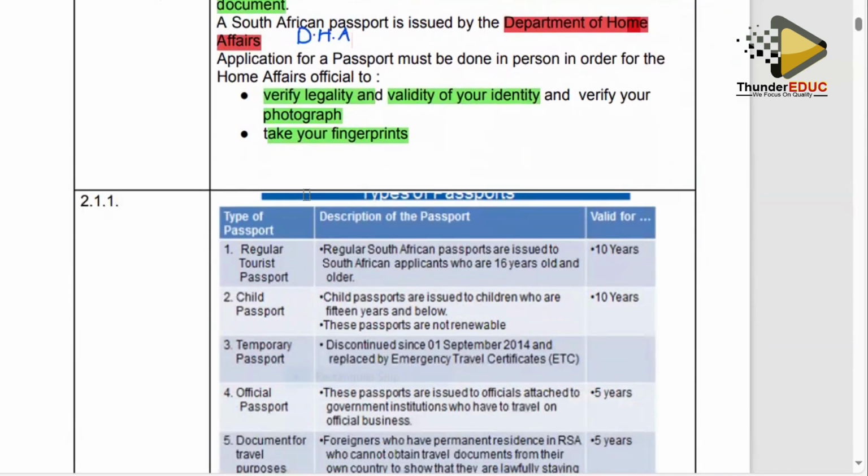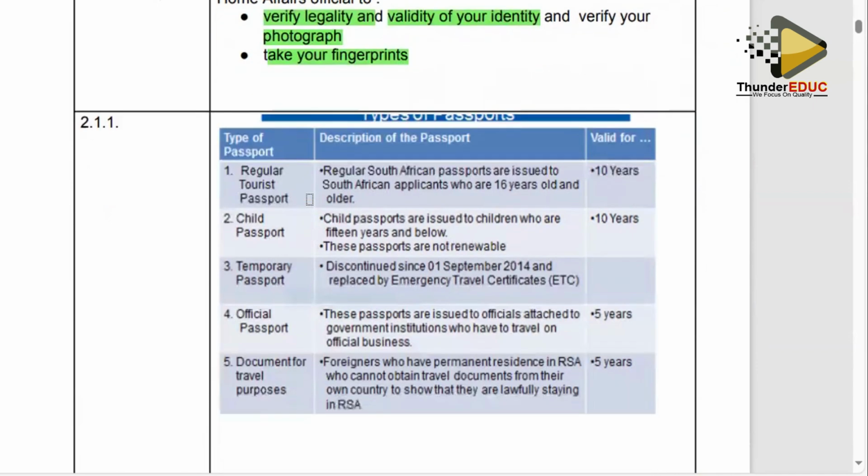In this part, we are going to look at the types of passports. We have different passports with different features. The first type of passport is known as a regular tourist passport. This is a regular tourist passport which appears on the first block there. A regular South African passport is issued to applicants who are 16 years and older. So it is only for applicants who are above the age of 16 years. Its validity period is 10 years. It is valid for a period of up to 10 years.